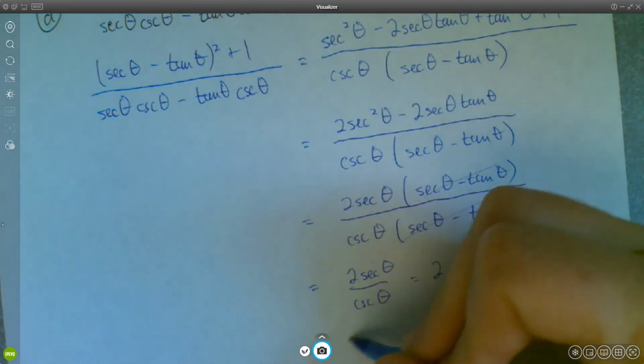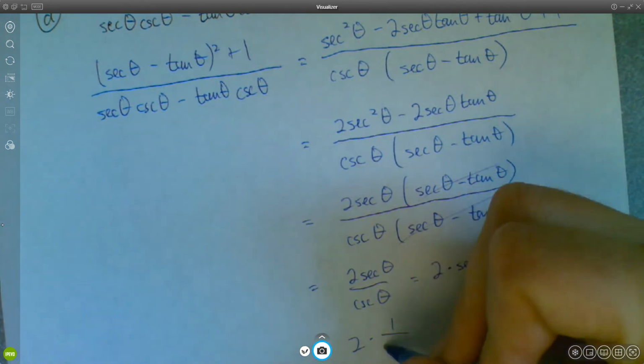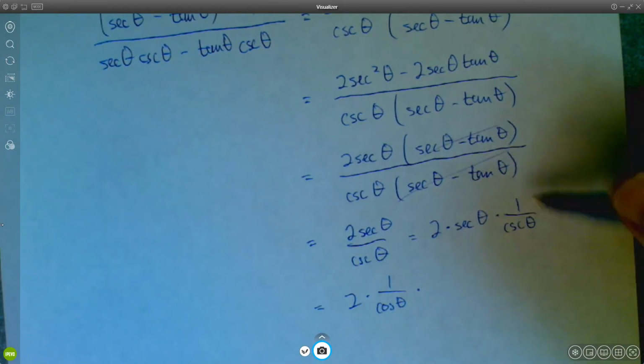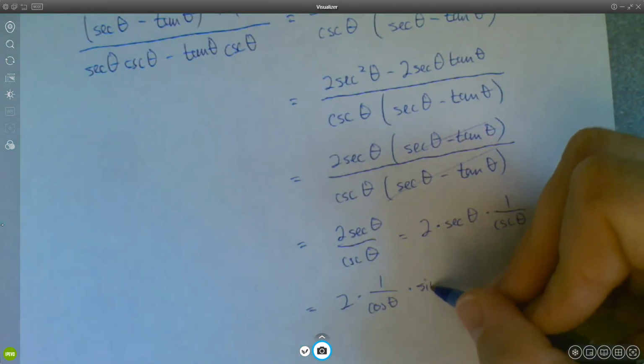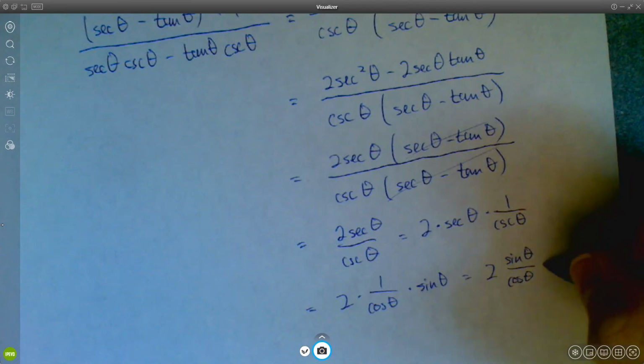So we're going to have 2 times secant is 1 over cosine. Cosecant is 1 over sine. So 1 over cosecant is sine. There it is, right? So this is 2 sine theta over cosine theta. That's just 2 tangent theta.